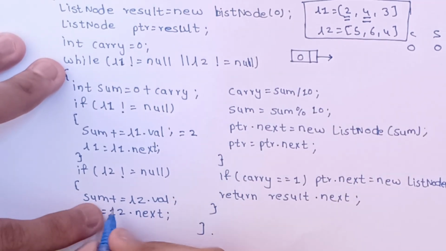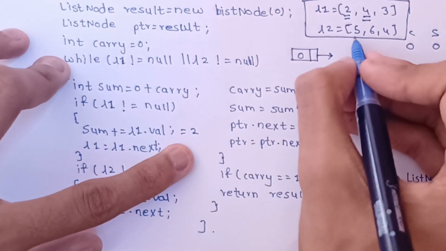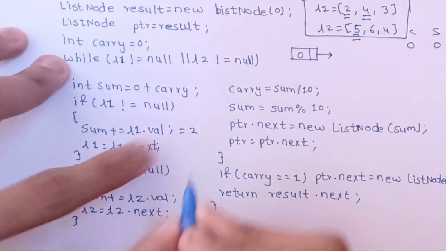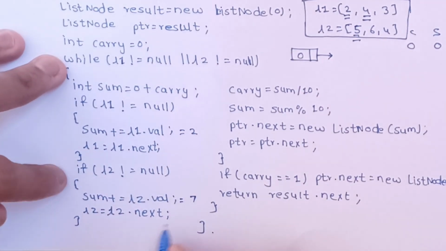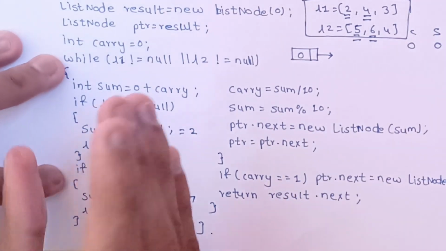So here is also sum plus L2 value. Now sum is 2, right? 2 plus value of L2, 5, which is 7. So sum becomes 7, and we have to move the pointer forward. So now the pointer is at 6. Now this part is implemented.